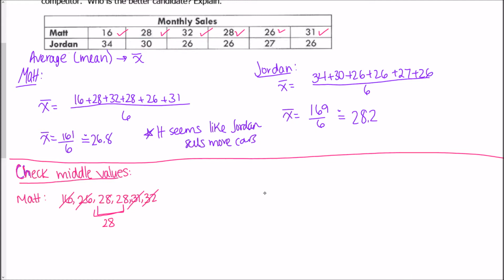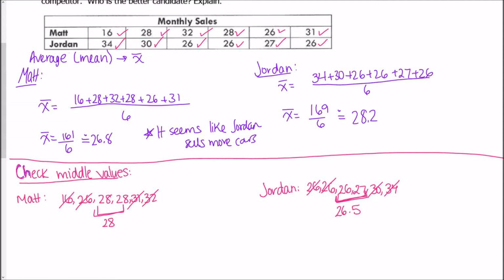Okay, now let's do the same thing for Jordan. So I want to put Jordan's values in order from smallest to largest. So his first number that he has is 26. Then the next number is another 26. Then he has another 26. Then he has a 27, a 30, and he has a 34. Okay, so looking at this right here, for Jordan's middle values, cross these off. It looks like our middle value is halfway between 26 and 27, so it's 26.5.